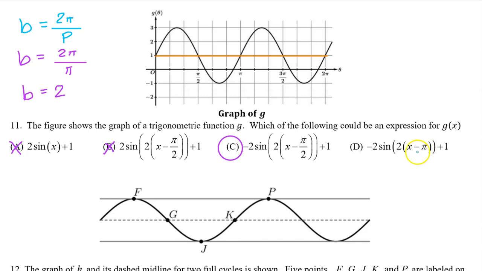Option D has a c value of negative pi, therefore a phase shift of positive pi. So one period of option D will begin right here at pi. The period that begins at pi is right side up compared to the parent function, so this should correspond to a positive a value. D has a negative a value, so D could not be the answer, confirming that the answer is C.